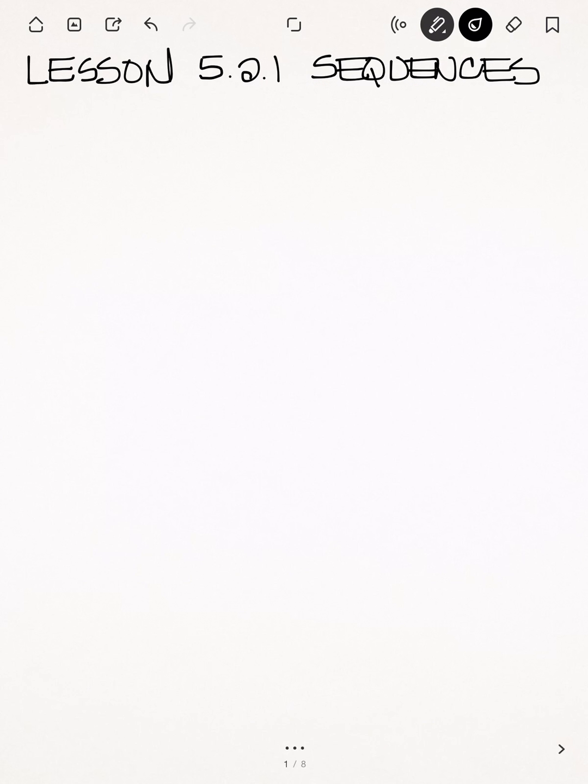Today we're going to talk about lesson 521. We're going to talk about sequences. In the bouncing ball activity from earlier lessons, you used multiple representations, a table, an equation, and a graph, to represent a discrete situation involving a bouncing ball. Today, you will learn about a new way to represent a discrete pattern called a sequence.